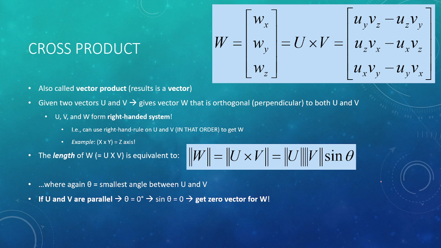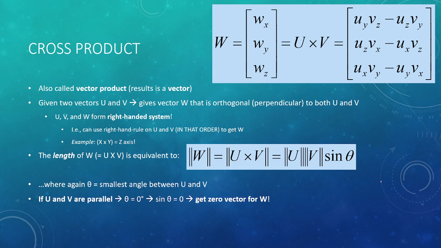Example: the x, y, z axes. The length of w equal to the length of u cross v equal to u v sin theta. Okay, this is the cross product, where again theta equal to the smallest angle between u and v. If u and v are parallel, that is theta equal to 0 degrees, then sin theta equal to 0, so we get the zero vector for w. So likewise we have defined the cross product. This is the dot product and cross product.